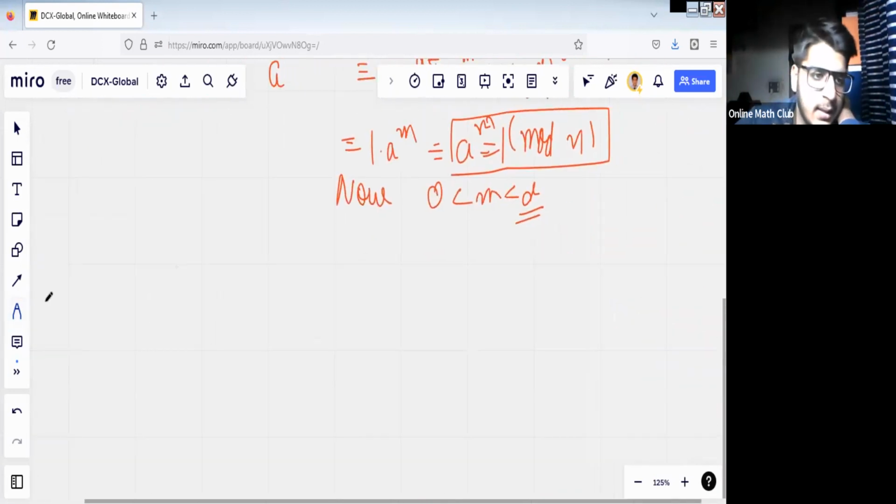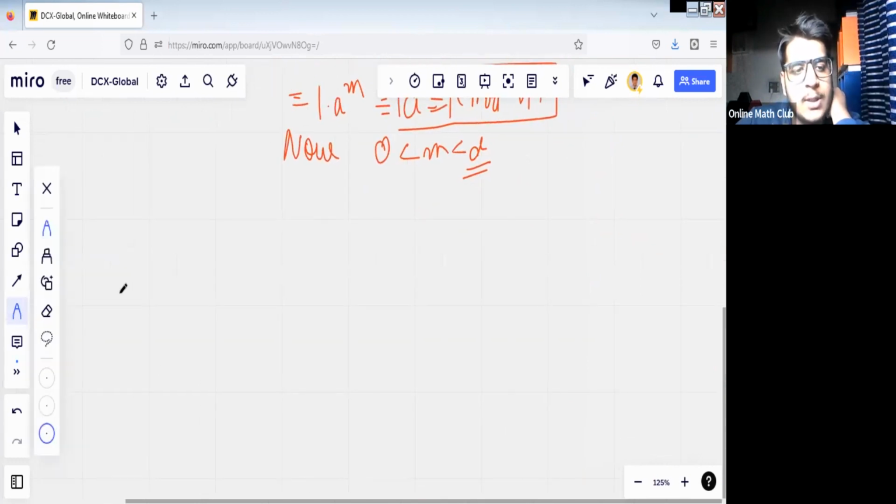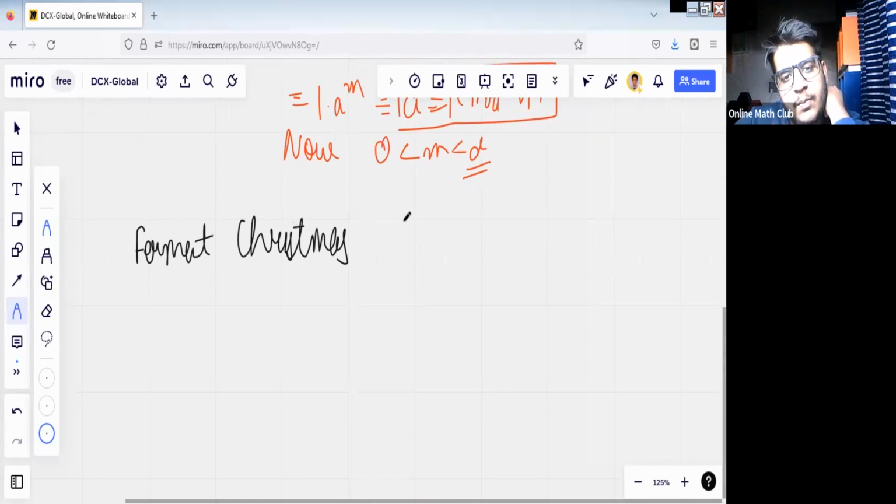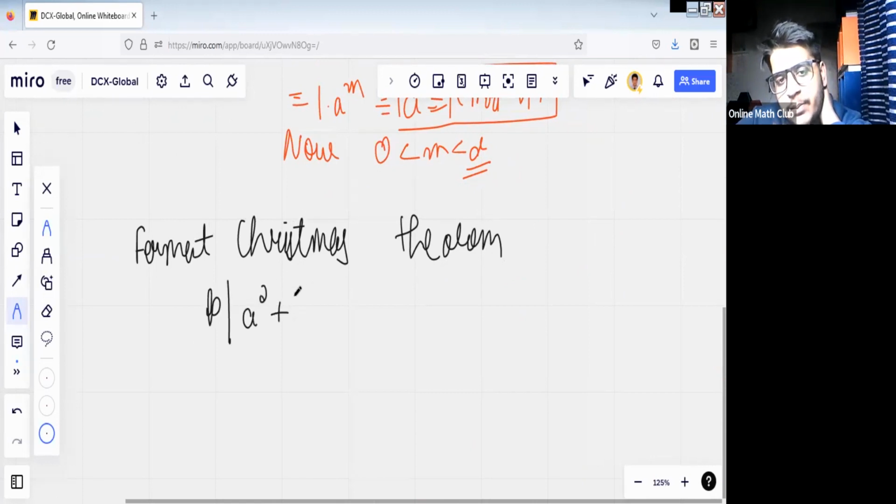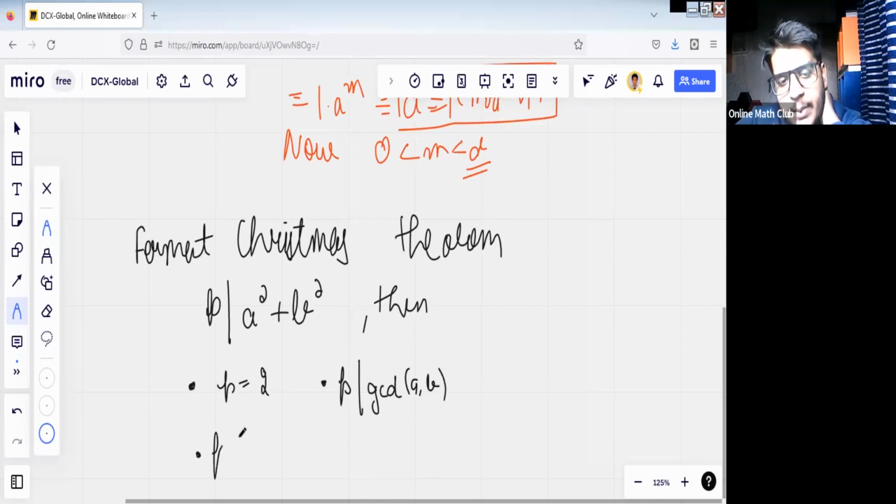Okay, so the next thing is an application of orders, which is Fermat's Christmas theorem. It says if p is a prime which divides a square plus b square, then one of the following three conditions must hold. p is either 2, or p divides gcd of a comma b, or p is 1 mod 4.